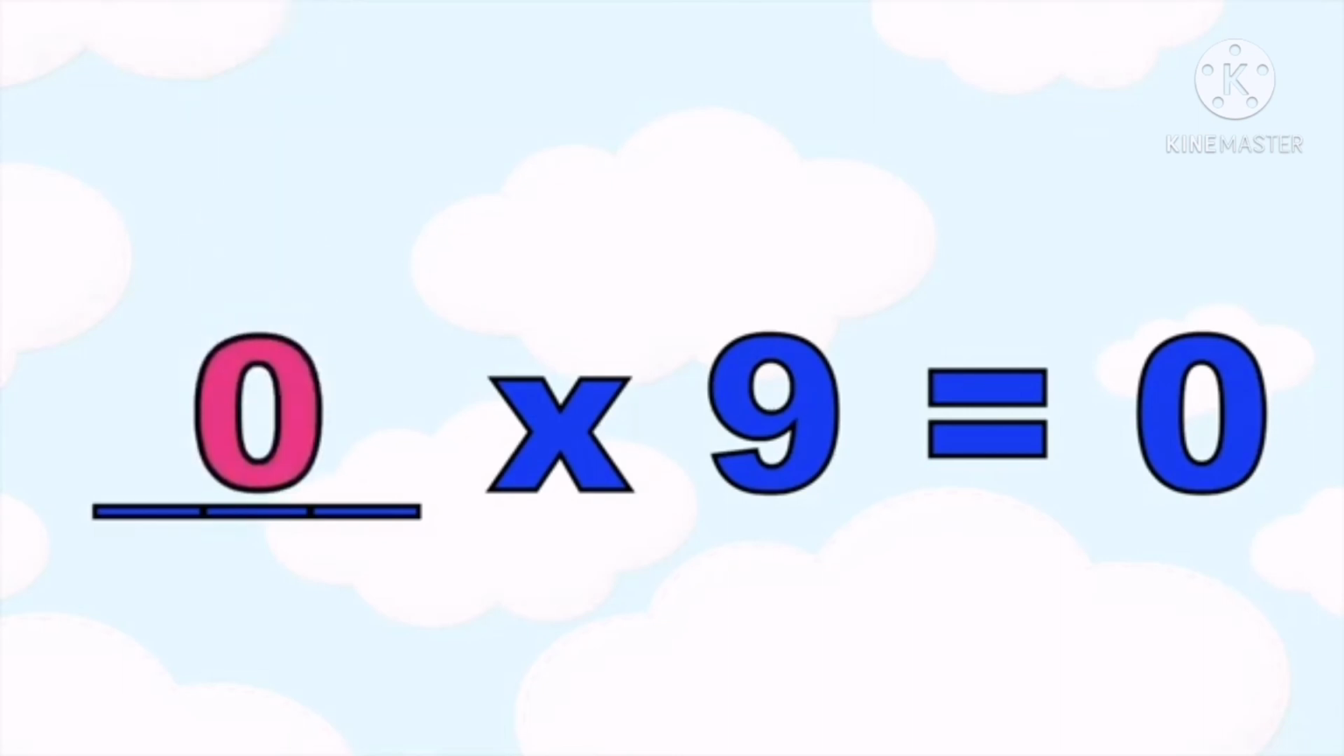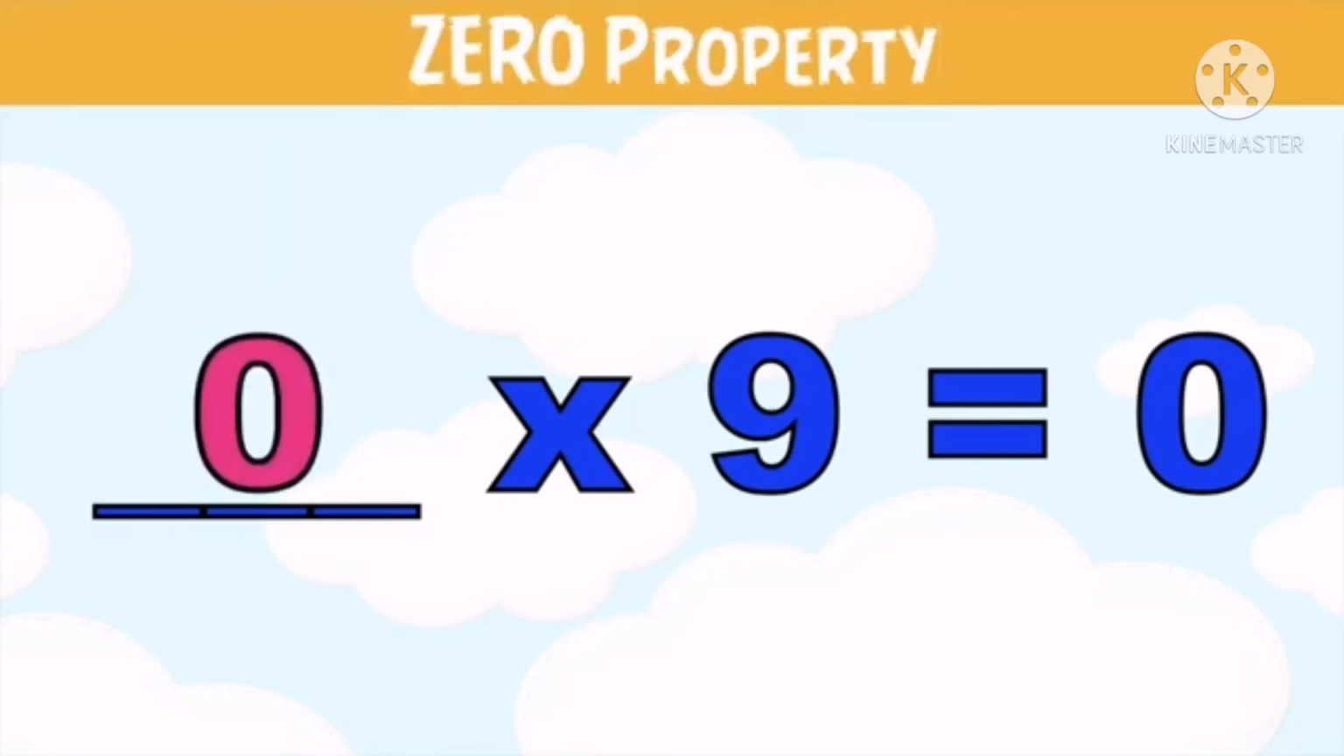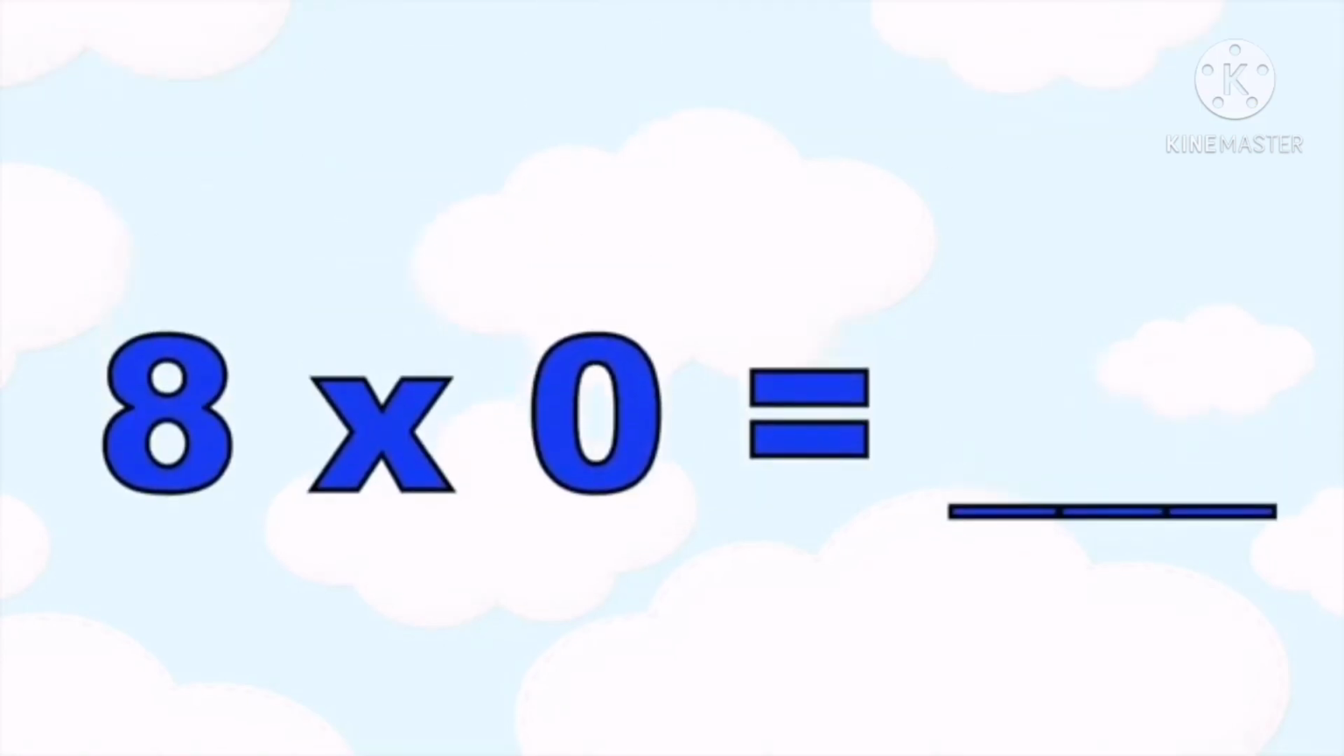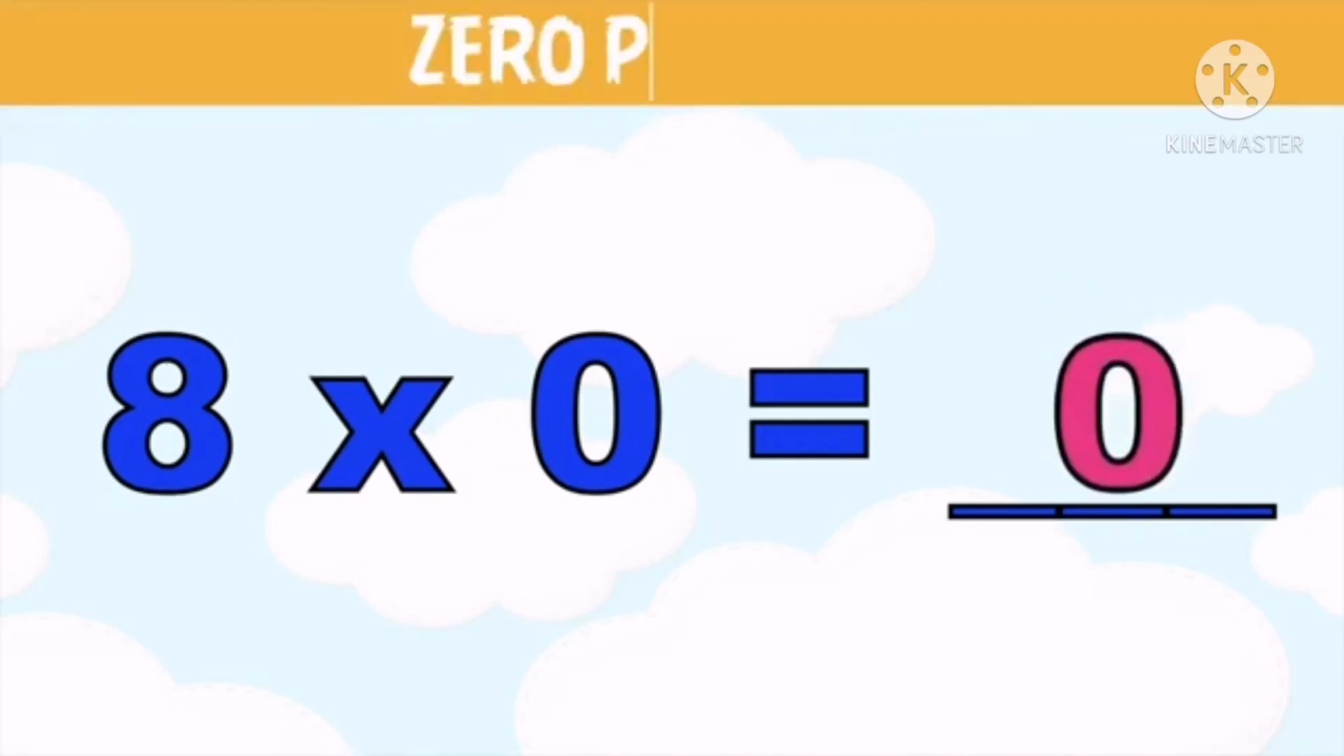You're right, that is 0. This is because of the zero property of multiplication. Always remember, any number multiplied by 0 is always equal to 0. How about this example? 8 times 0 is equal to blank. What is the missing number? You're right, it's 0 because of the zero property of multiplication.